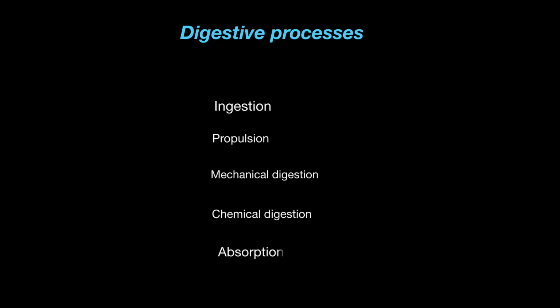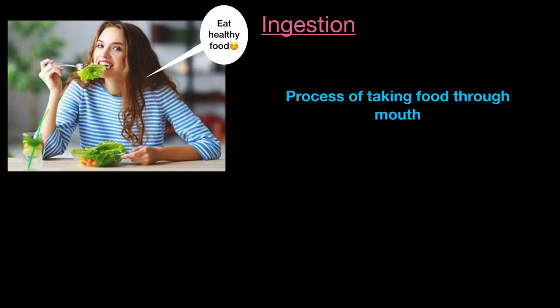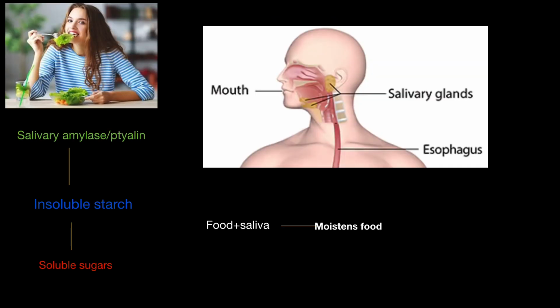Digestive processes are ingestion, propulsion, mechanical digestion, chemical digestion, absorption, and defecation. Ingestion is nothing but the process of taking food through mouth. This is the first step in a digestive process. Food starts to move through your gastrointestinal tract when you eat.